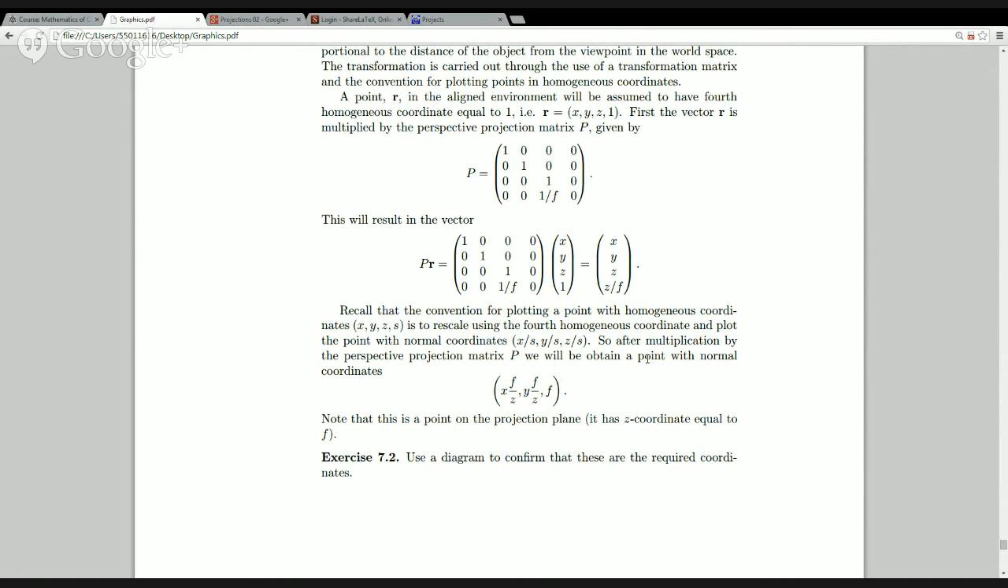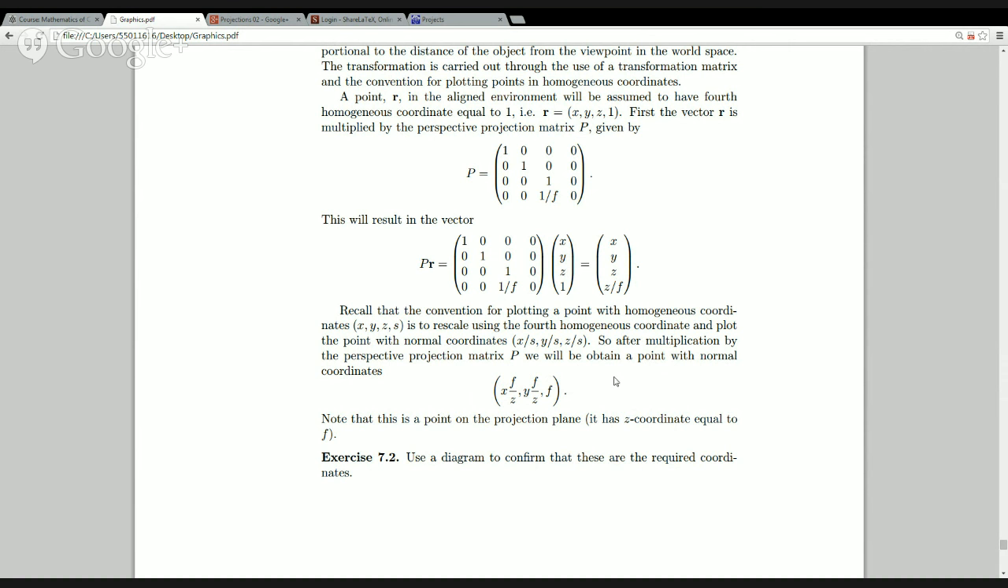And the claim is that this is now the projected point. This is now the coordinates of the point on the projection plane. And in particular, those first 2 components, the x f over z and the y f over z, are the important coordinates, which will ultimately become the x and y coordinates of the pixel on the screen that's going to light up. Okay. So in order to justify this, we're going to draw a side view.